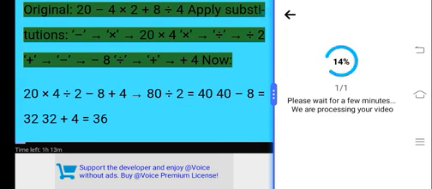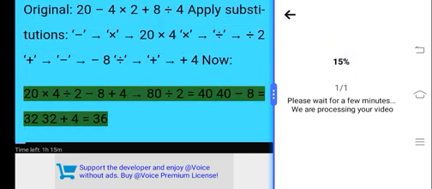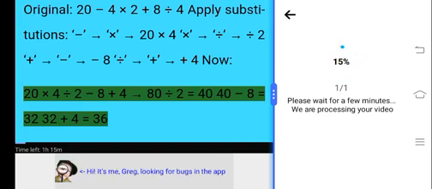Original: 20 ÷ 4 × 2 + 8 ÷ 4. Apply substitutions: × → ÷, ÷ → ×, + → −. Now 20 × 4 ÷ 2 − 8 + 4 → 80 ÷ 2 = 40. 40 − 8 = 32. 32 + 4 = 36. Answer: none of the above.